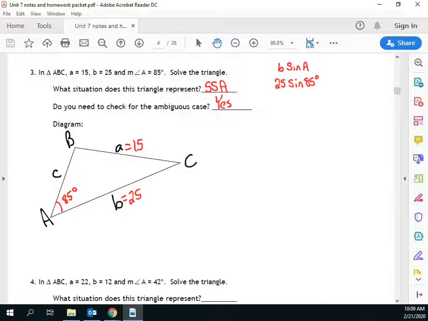So 25 sine 85, and you get 24.90. I'm going to box that for now. It's not really an answer per se, but I'm just going to use it so you guys can tell this is the thing we're going to use to compare to A. So, what is A compared to 24.9?